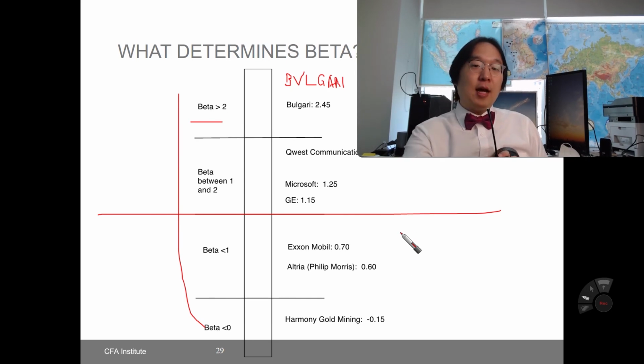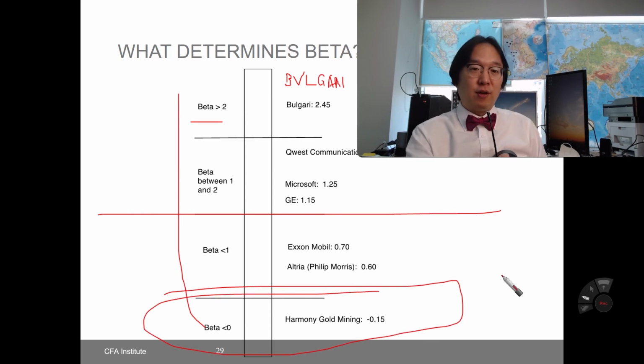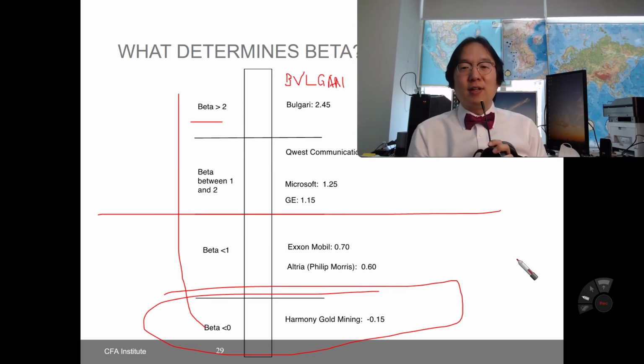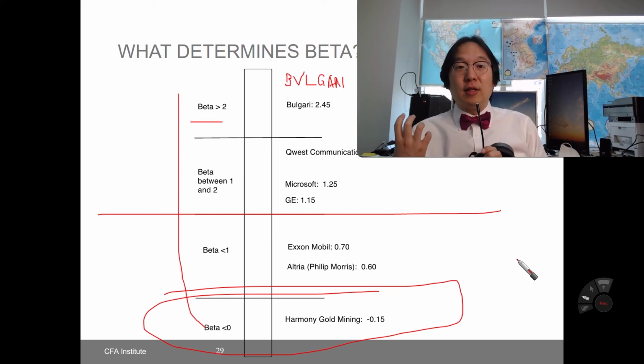Right. Beta being negative, okay, is an interesting case over here. Beta being negative. You see, Harmony Gold Mining. What do you mean, gold mining? Well, that means gold, right? When the economic crash and deep recession happens, then what do people look for as an investment tool or to secure their assets? Well, they look for gold, right?